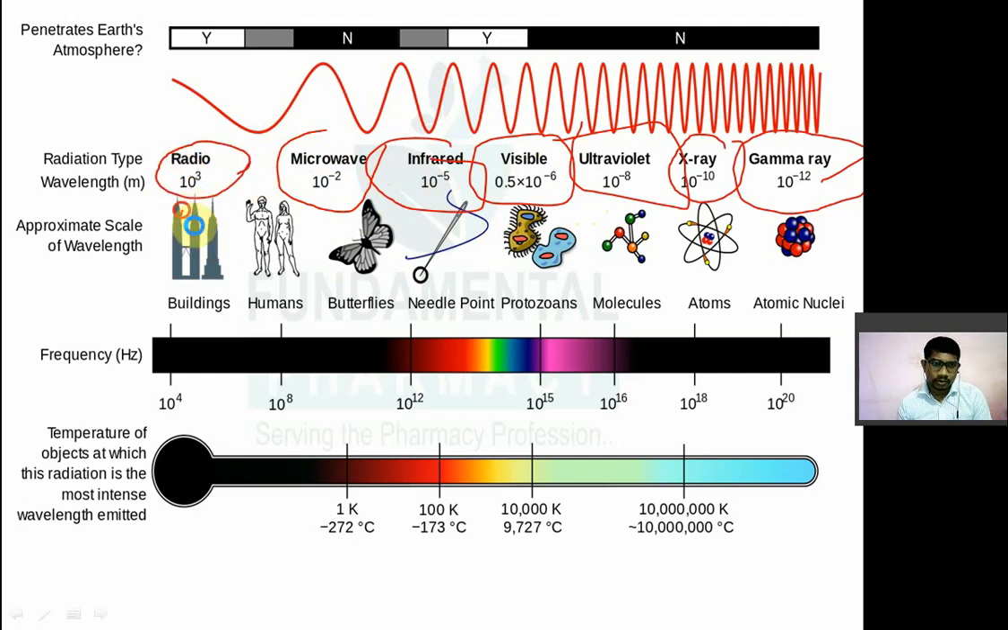Radio waves can pass through buildings. Microwaves can pass through humans and butterflies. Infrared waves can pass through a minute opening like a needle. Then visible light can pass through a bacteria also. Ultraviolet rays, whatever energy is there, they can change the electronic parameters of your molecule. X-rays do not penetrate; they are reflected by metals. Then gamma rays, they will only excite atoms of the molecule.